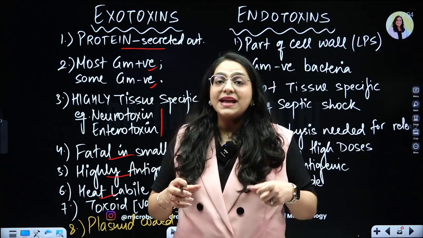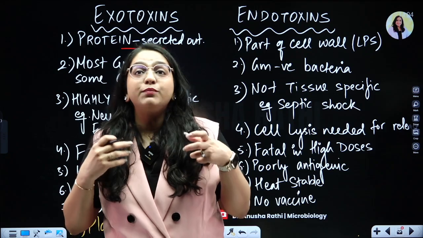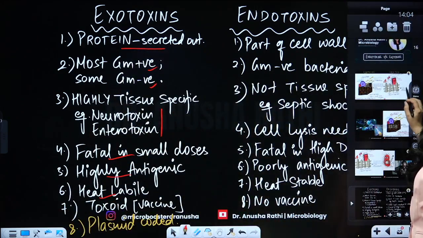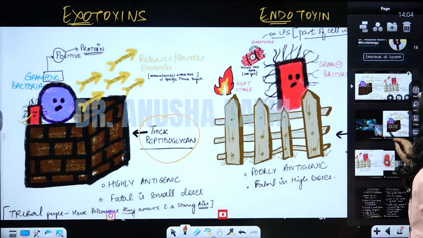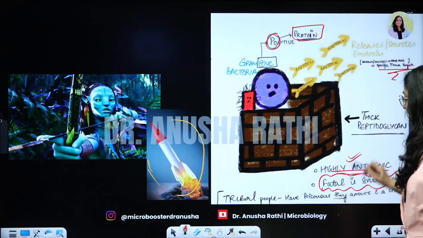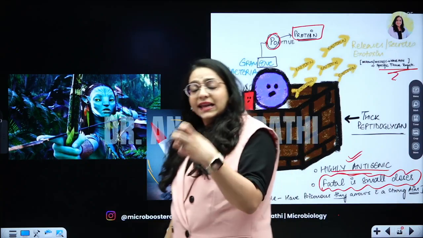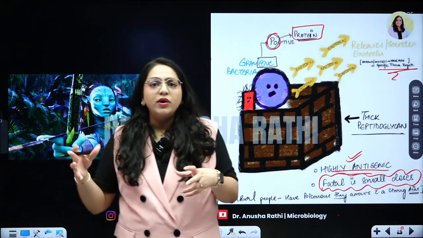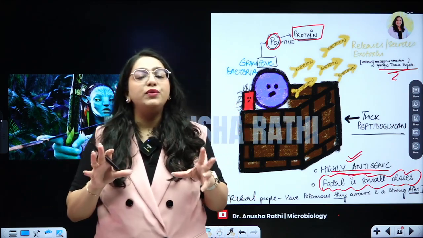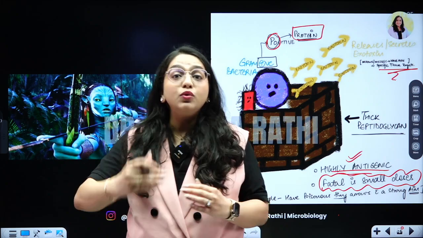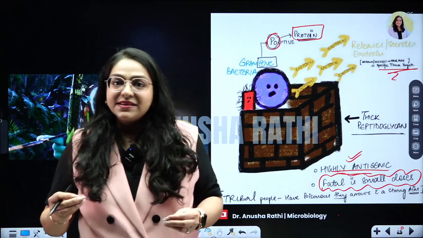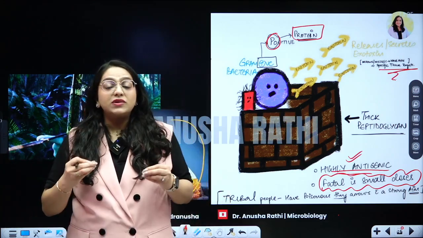Right? You understand that they are used in production of vaccines. Why am I going to use them in production of vaccines? Because they are highly antigenic. Being highly antigenic means my body will produce a lot of antibodies. So I want to give such a compound in the form of a vaccine that maximum immune cells can be produced so as to protect the person in the future. That is the reason we use these exotoxins in the form of vaccines.